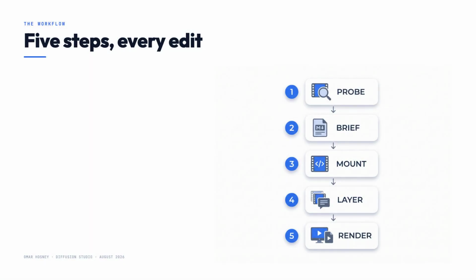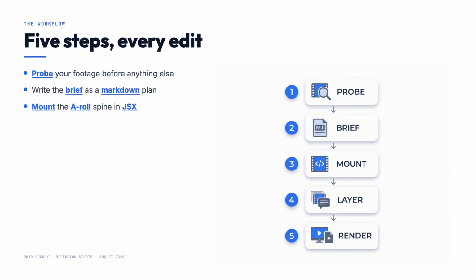So here is the whole workflow. First, probe your footage before anything else. Second, write the brief as a markdown plan. Third, mount the A-roll spine in JSX. Fourth, layer the B-roll, captions, and sound on top. And fifth, capture stills to verify and render only at the very end.